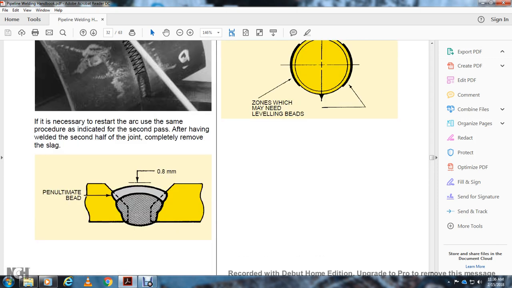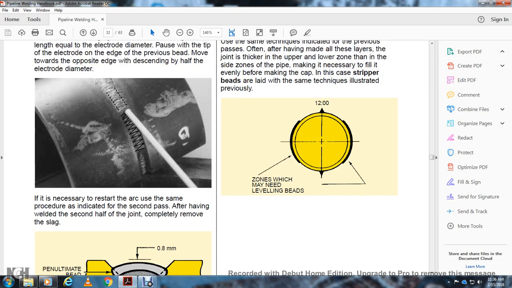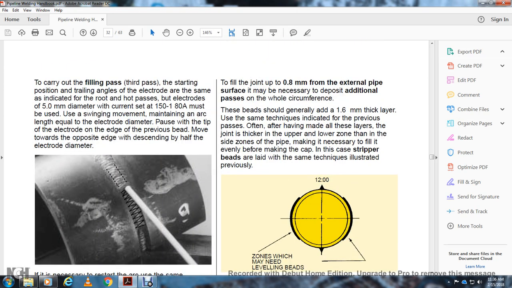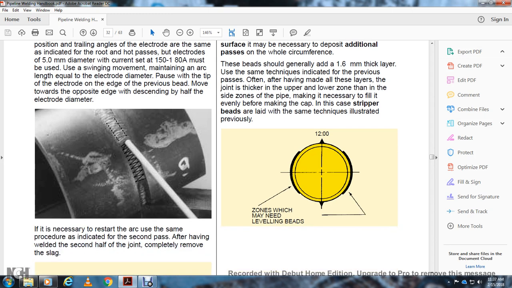Show the penultimate bead of 0.8 millimeters. To fill the joint of 0.8 millimeters to the external piping surface, it is necessary to deposit an additional pass around the whole circumference. The beads should generally be a 1.6 millimeter thick layer, using the same thickness indicated with the previous pass. Often the joint must be made thicker over the upper and lower zone than the side zone, so as to fill evenly when making the cap. In this case the stripper beads are laid in the same techniques illustrated previously.